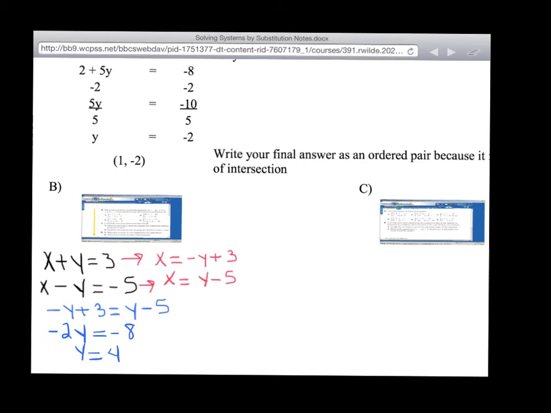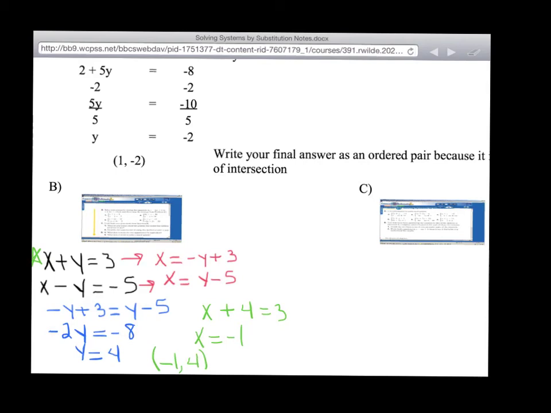So now I'll plug in 4 for y. I'm choosing this first equation here. I have x plus 4 equals 3. x equals negative 1. My final answer is negative 1, 4.